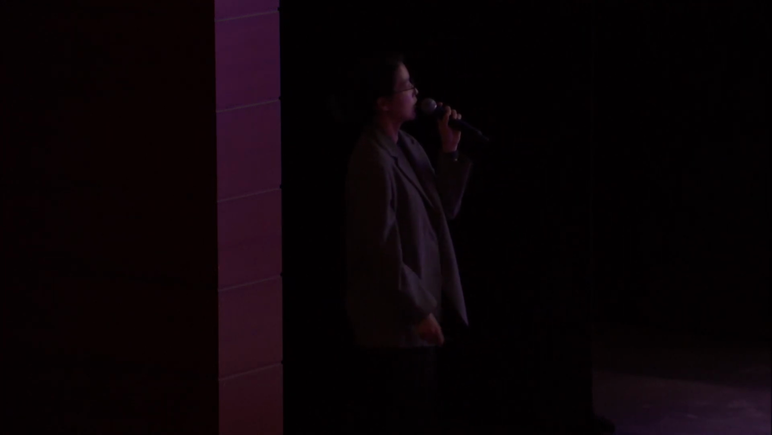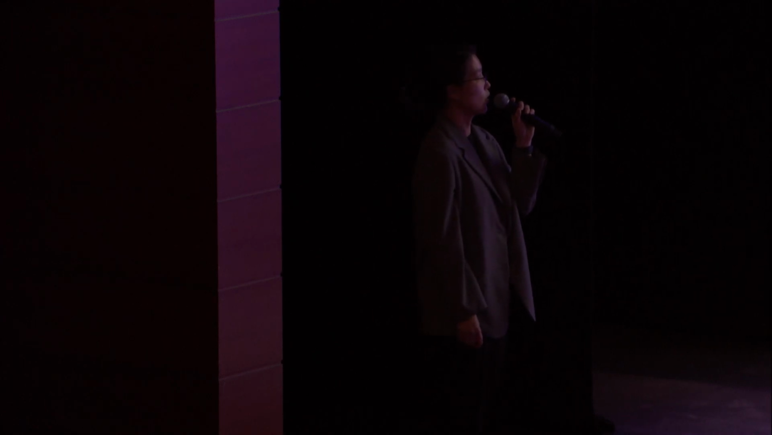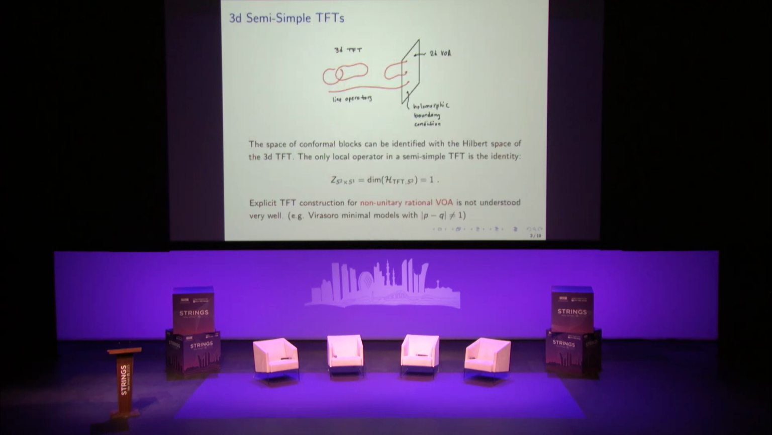And an important structure is the existence of the 3D semi-simple topological field theories that we can associate to every rational vertex operator algebra. And in this picture, the space of conformal blocks of the 2D theory can be identified with the Hilbert space of 3D topological field theories. And the most important property that's going to be important in this talk is the fact that the only local operator in the semi-simple TFT is the identity.